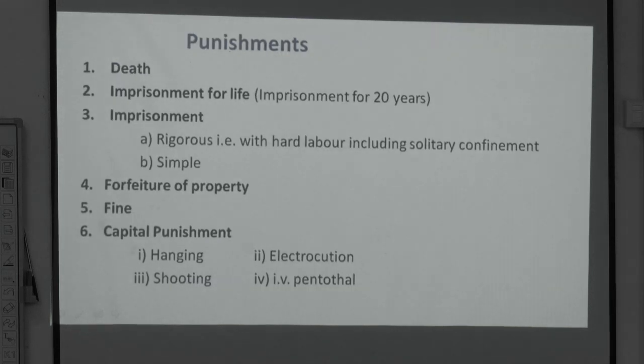So these are the punishments: imprisonment, rigorous imprisonment, fine, and capital punishment, which includes hanging, electrocution, shooting. Hanging is what we do. Then there is imprisonment for life.